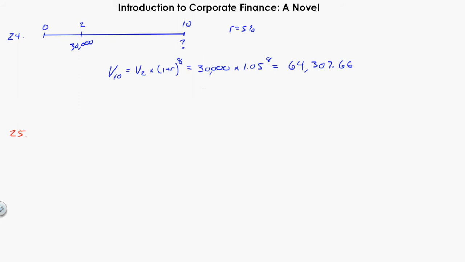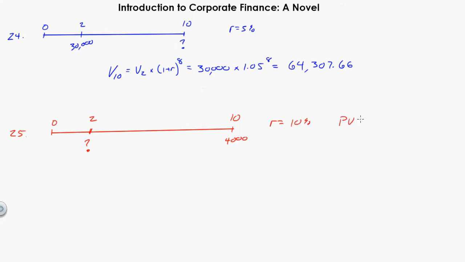Alright, so now look at number 25. And number 25 is going to start with present value type problems. So suppose you need to have $4,000 in the account, not today, but at year 10. You have $4,000 in the account at year 10. How much should I have to have in the account at year 2? And my interest rate is 10%.